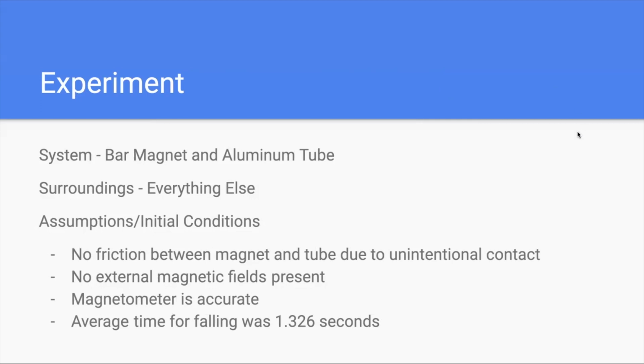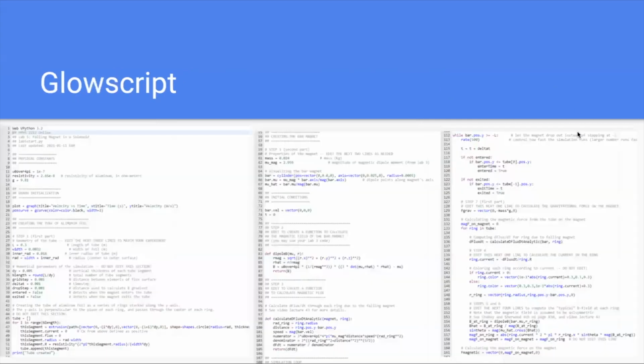So here's the GlowScript code that was used for the computational model. The first part right here demonstrates the geometry of the tube, and the measurements here were modified accordingly. This part is what creates the tube in the simulation in the first place. This part does the properties of the magnet, and this is the magnet in the simulation itself, which sets initial values for the velocity and the time.